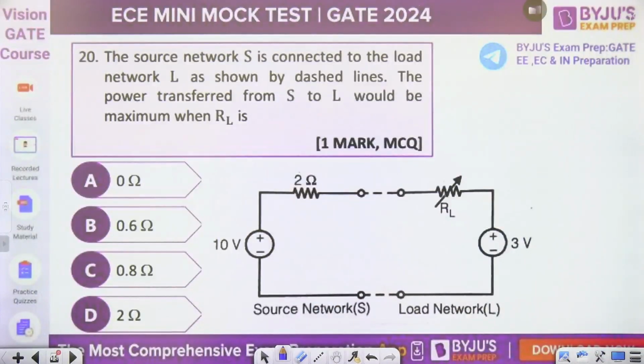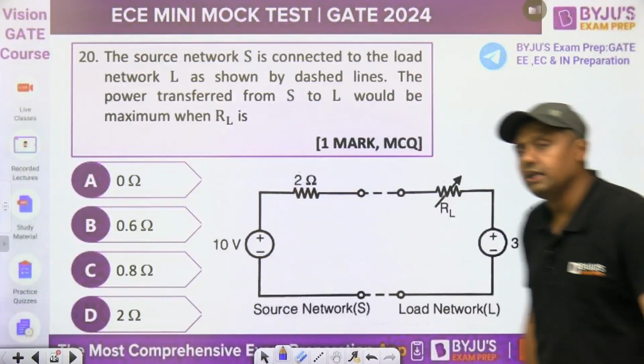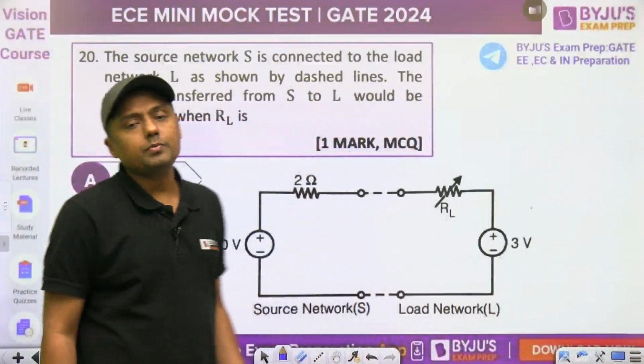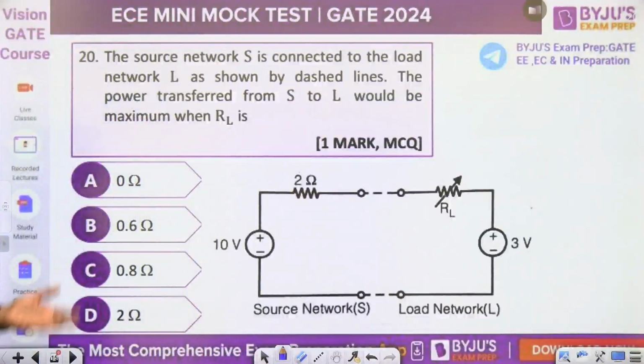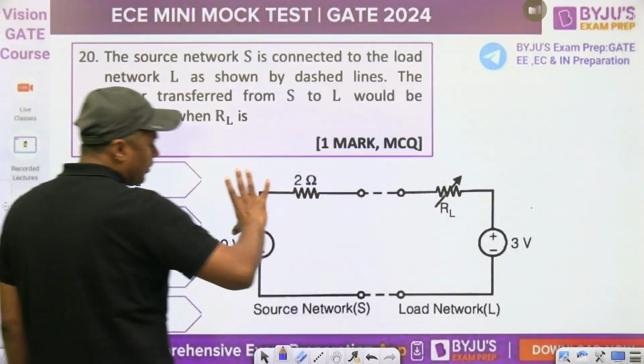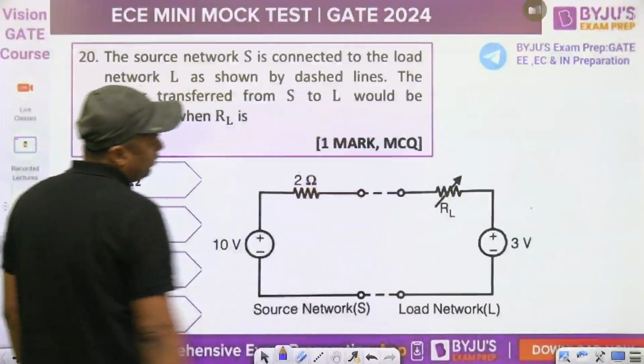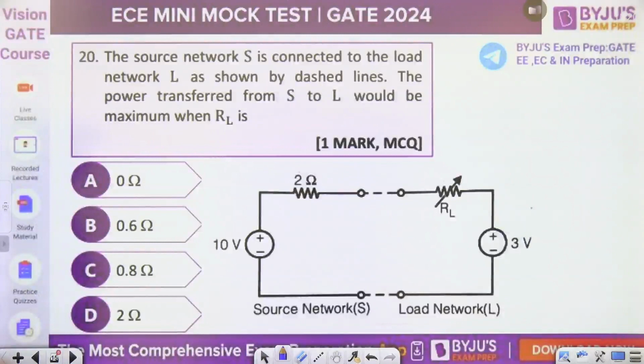As shown by the dashed line, the power transferred from source to load would be maximum when RL is. It is based on what? Maximum power transfer theorem. What should be the value of RL so that there is a maximum power transfer from this source network to the load network? This is a 1 mark question: 0 ohm, 0.6 ohm, 0.8 ohm, 2 ohm. Okay, try to solve this question, everyone.